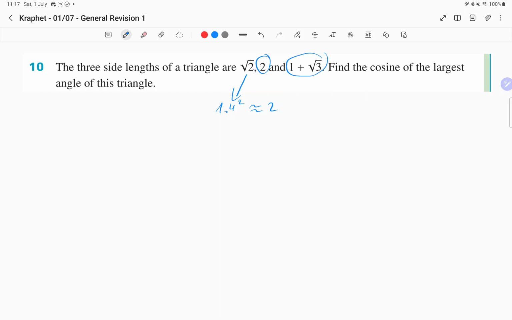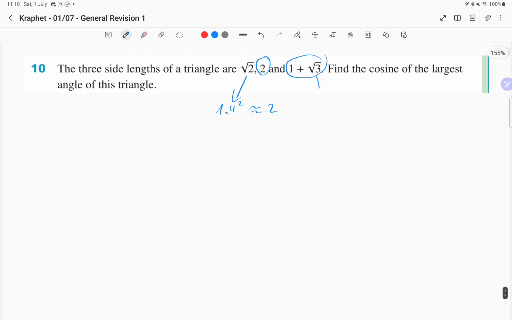What is square root of 3? 1.8, 1.9. Okay, let's say this is 1.8, because 2 squared is 4, right? 1 plus 1.8 is roughly 2.8. So do you see that this number is the smallest, this is the middle one, and this is the biggest number? You can figure out the size, to figure out which angle is the largest one.